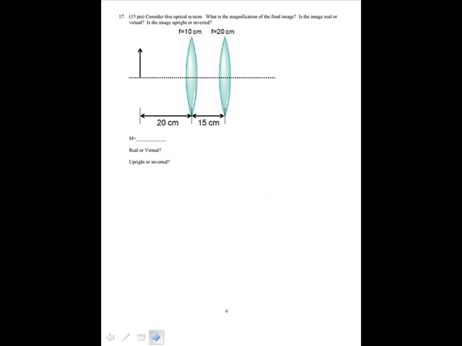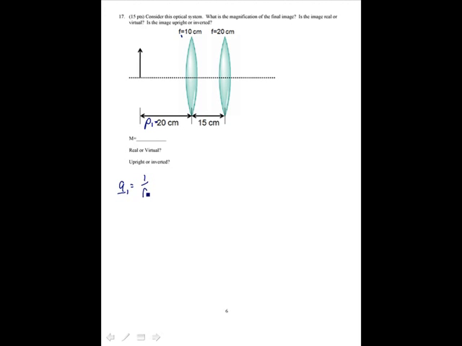Consider this optical system. What is the magnification of the final image? Is the image real or virtual? Is it upright or inverted? All right. This is P1. This is F1. I want to find Q1, that is the image distance for the first image, the image created by the first lens.